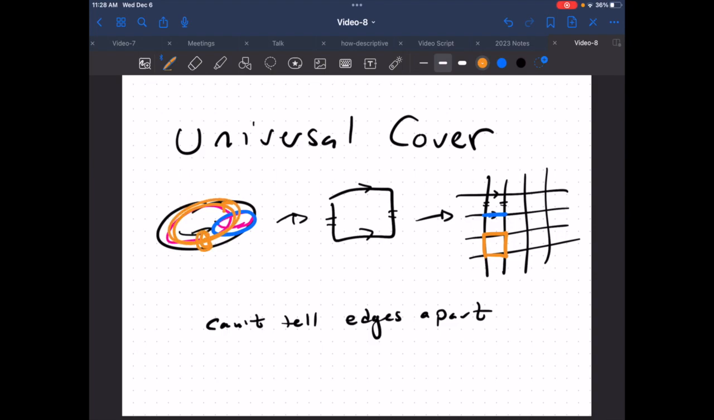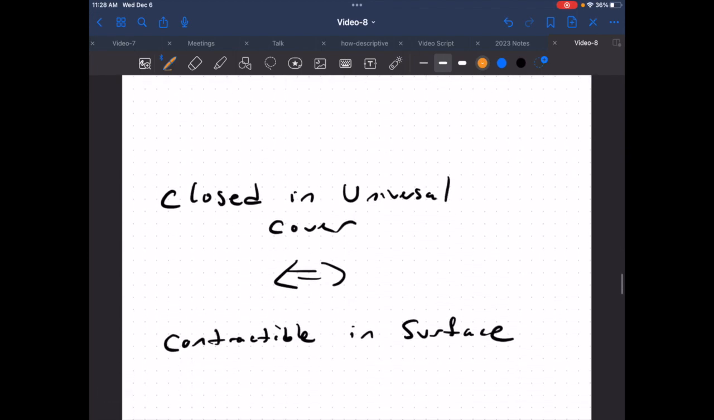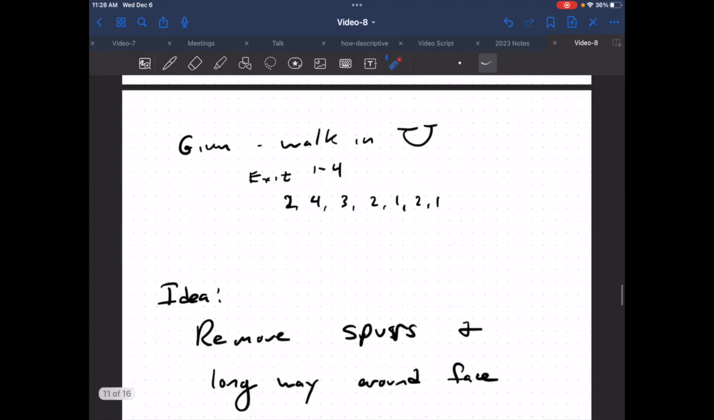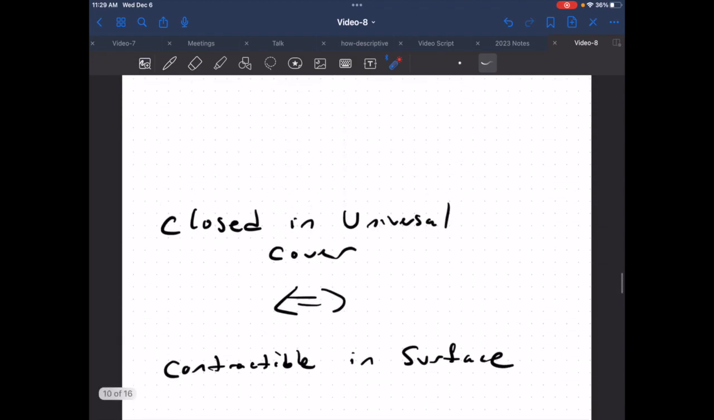So hopefully, if you hadn't seen this before, I know this is a big ask, but if you've seen some algebraic topology, this is a really cool thing. So contractible in our surface if and only if closed in the universal cover. And so now our problem becomes, we can consider the universal cover and determine if we have a closed walk. Okay, but our walk looks sort of funny. So you might think, well, if we have a walk in our universal cover, can we just look at the end and see if we're back to where we started?